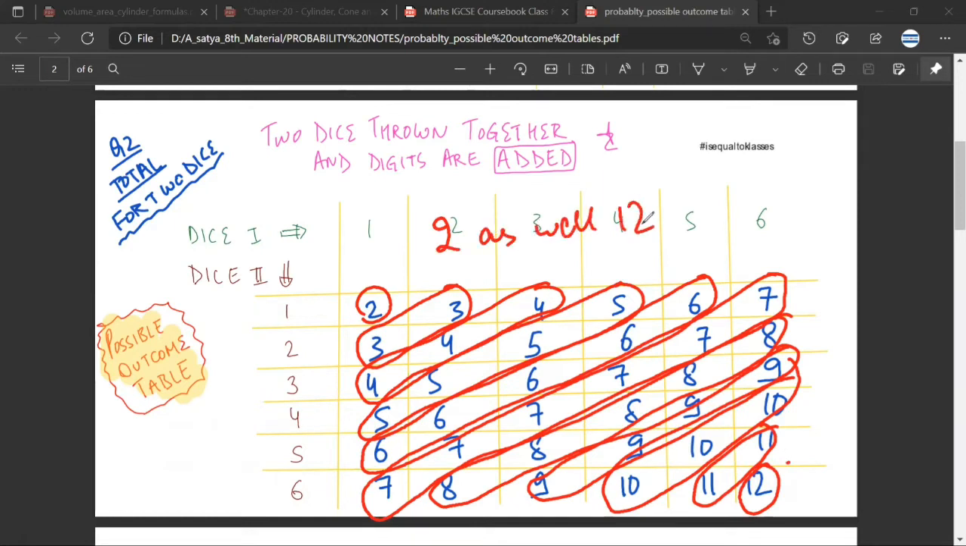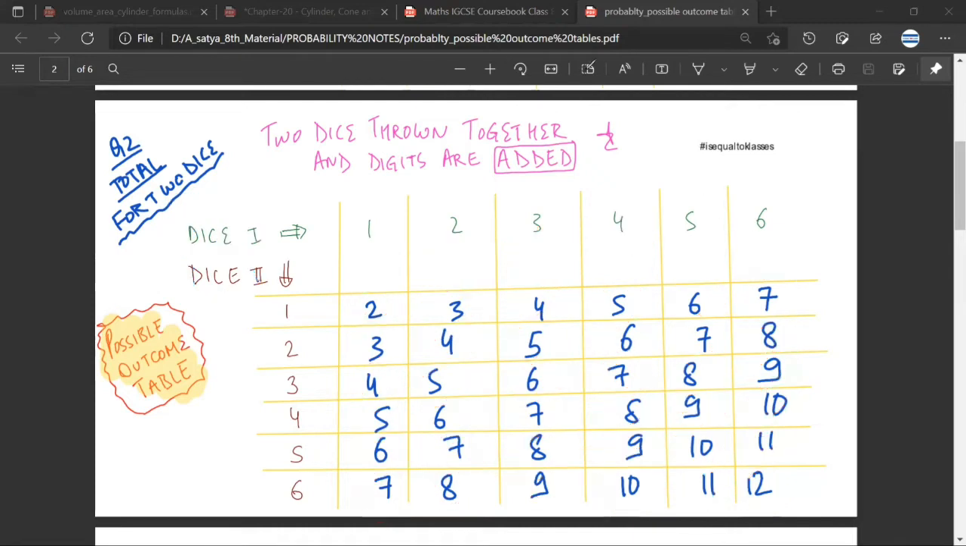Okay, any doubt? No doubt. So the most likely possible total, I'm sorry, the B part is, what is the least likely possible total? We have actually answered the B part. The least likely would be 2 and 12. Any doubt? No doubt. And the most possible would be 7. Most possible is the A part, that would be 7. Any doubt till here? No doubt, sir.